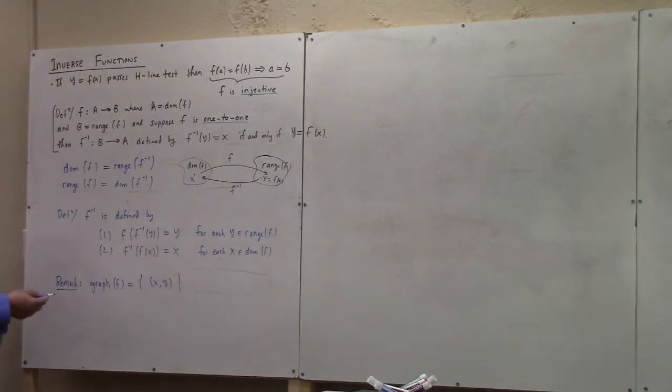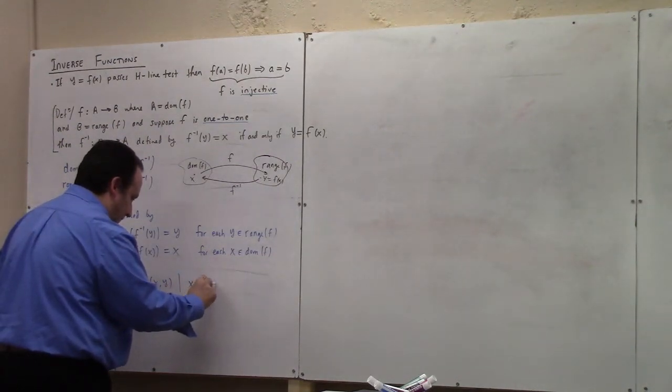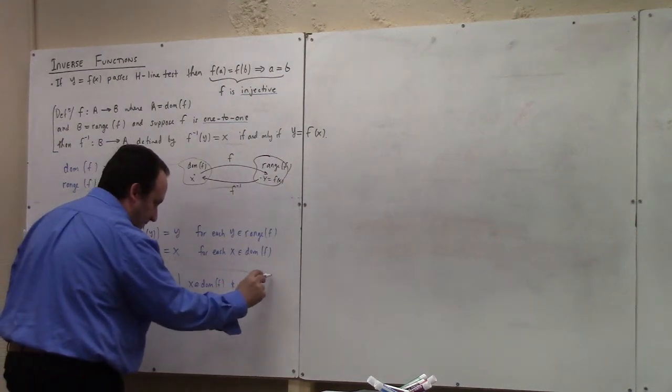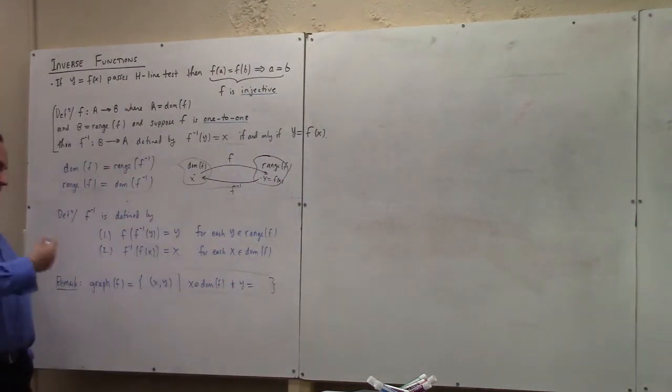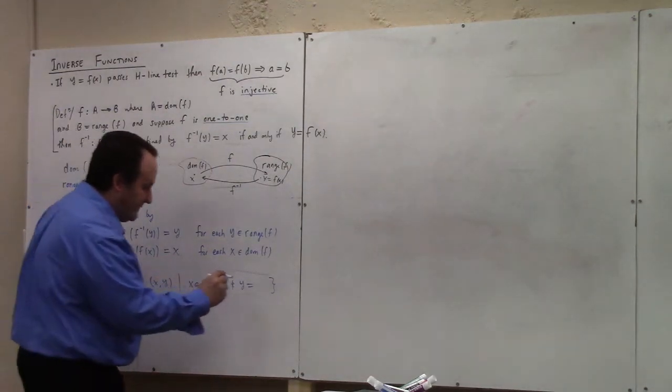What's the condition for this point to be in the graph? What do we need? Of course, x has to be in the domain, right? And what do we have to say about y? How is it related to f if it's on the graph of the function f of x? Right, y equals f of x. That's the equation for the graph.